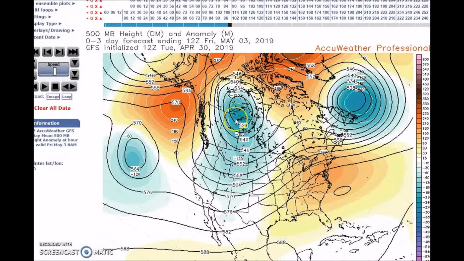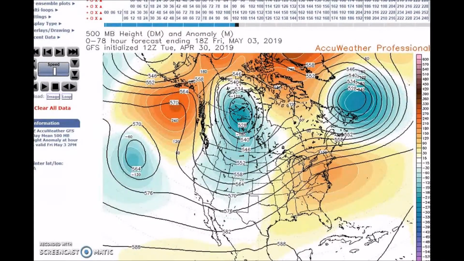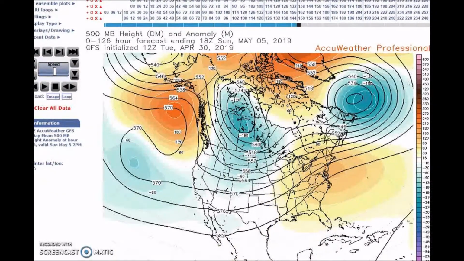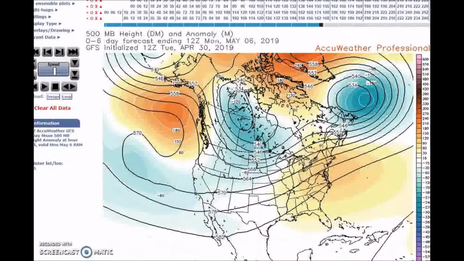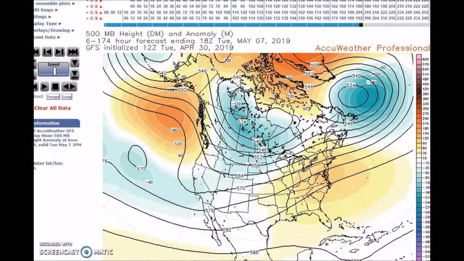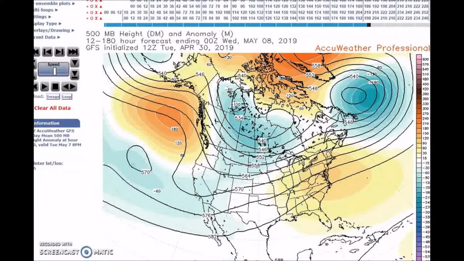And we have this upper low over western Canada that separates, and I'll show you what I'm talking about. With some of the energy lifting towards the north, here's where it splits. And another piece goes towards Hudson Bay and reorganizes here. We have an upper ridge over the southeast with above normal heights in the east.